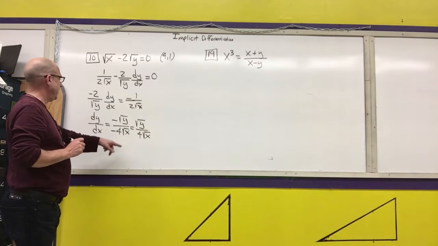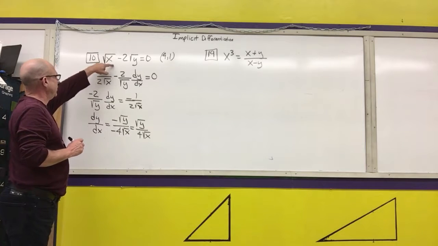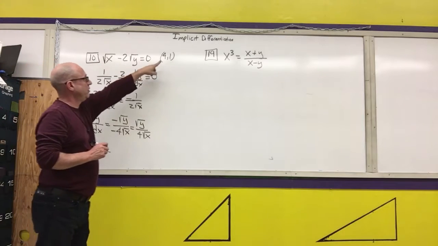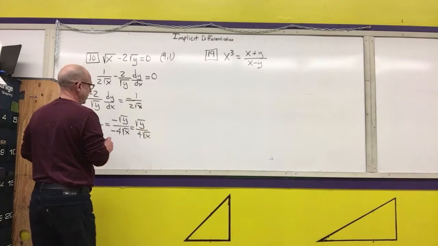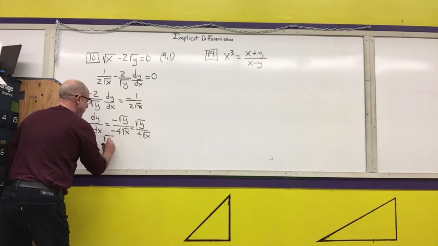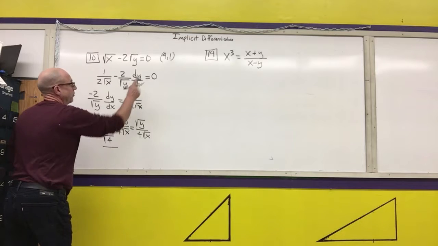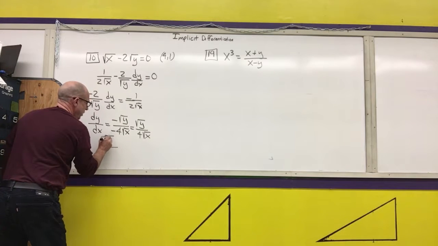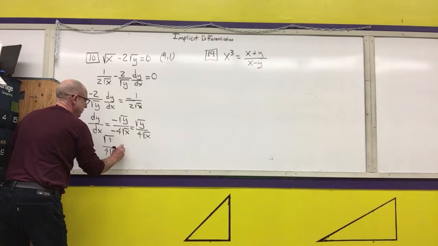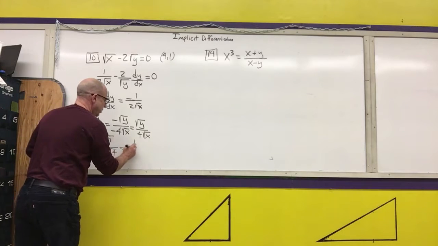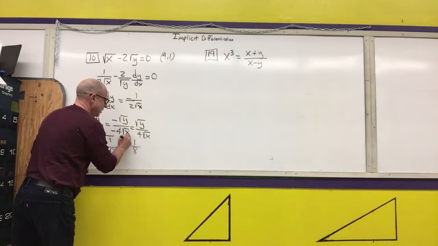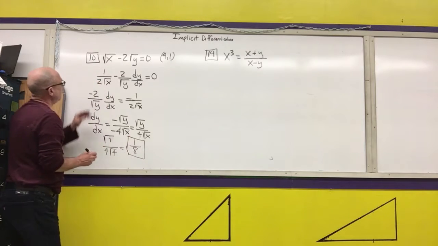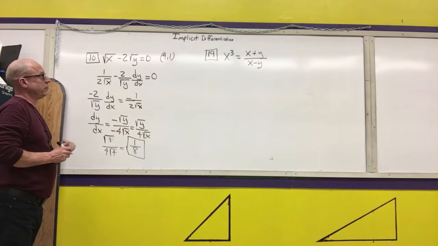They want me to evaluate the slope of the tangent line, which means at this point (4, 1), so I'm just going to put a 4 in for x and a 1 in for y. So I get the square root of 1 over 4 times the square root of 4. Square root of 1 is 1. The square root of 4 is 2. 2 times 4 is 8. And the answer to homework problem 10 would be 1/8.